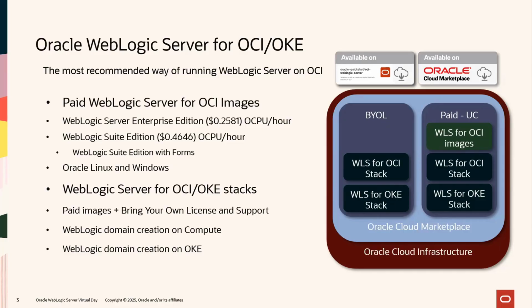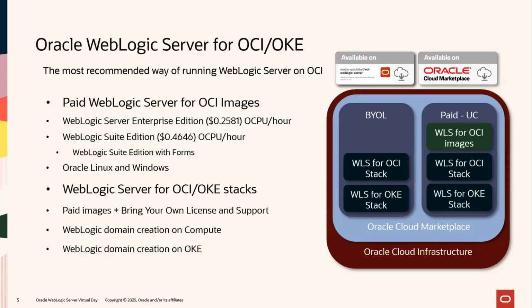The cost of this compute instance is 25.81 cents per OCPU per hour. This is incredibly flexible because as soon as you start running the compute instance, you will be billed for OCPU per hour. If you stop the compute instance, you stop getting billed. So this is more flexible by far compared to a traditional licensing, acquiring licenses and support contracts that we are used to. And this is something you cannot find anywhere else.